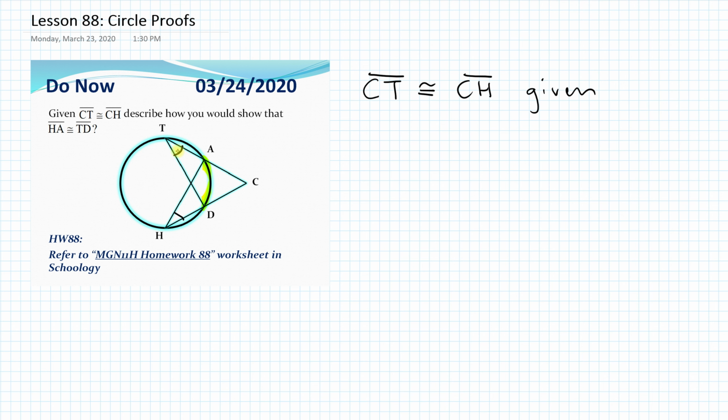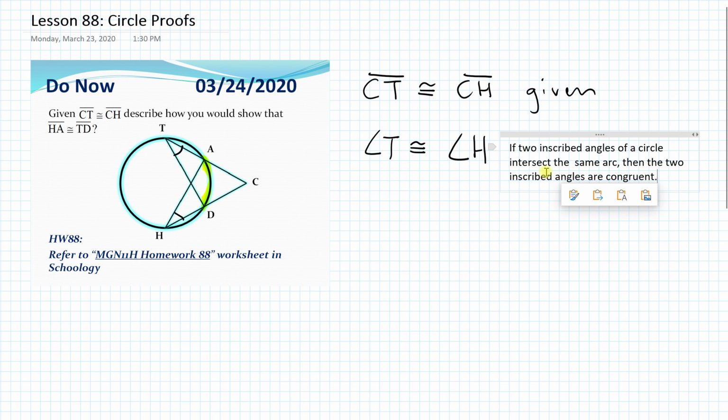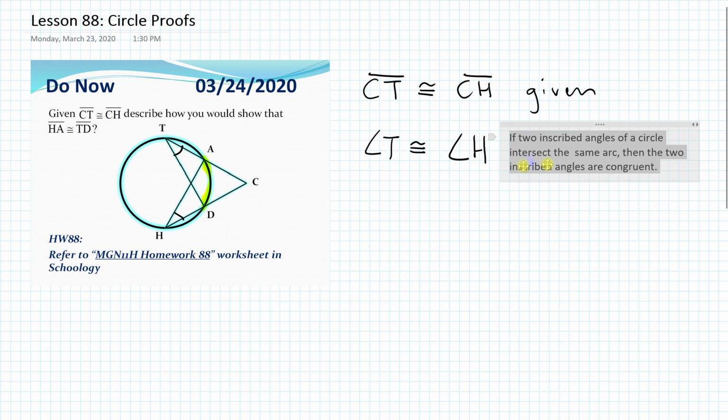So what we can do here, write that angle T is congruent to angle H. And the reason for that is if two inscribed angles of a circle intersect the same arc, then the two inscribed angles are congruent. Great. What else can we say here? Well, here we can say that angle C is congruent to itself. So angle C congruent to angle C. And that is the reflexive property.